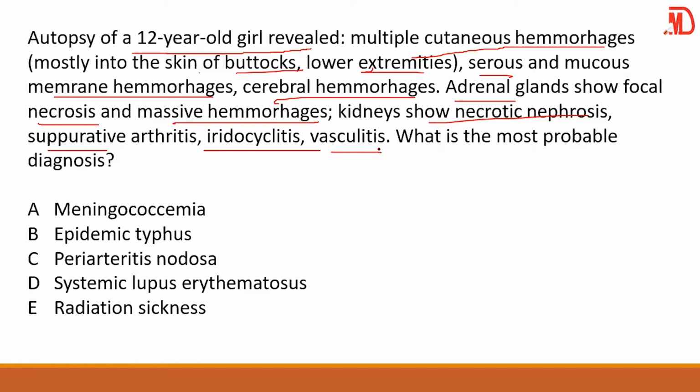And this person could even develop meningeal symptoms, because there's what? Cerebral hemorrhage. And in cerebral hemorrhages, you are likely to find meningeal symptoms. So here you are looking at meningococcal infection. So here your answer is A.